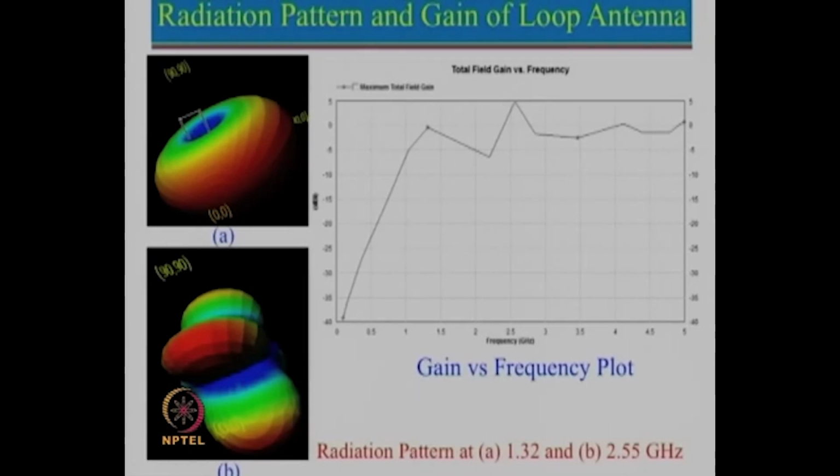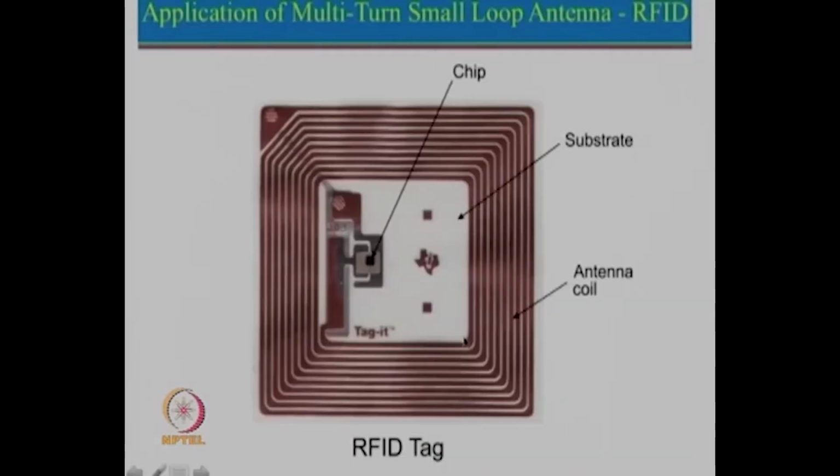So, let us look at one of the typical applications of a loop antenna. We did look at one application where the loop antenna was wound around a ferrite core, but now let us look at another application. In fact, loop antennas are finding a lot of application these days in RFID tags. What is an RFID tag? Radio frequency identification.